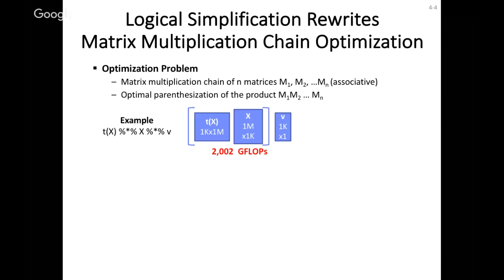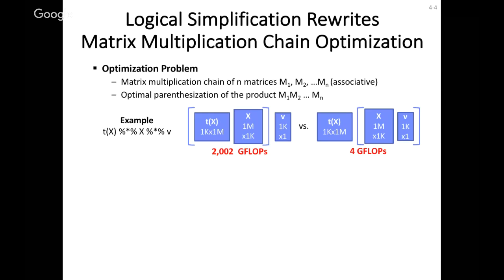So t(x) is the transposition of our feature matrix x. T is really just the R notion for transpose. Okay. Now, by setting the parentheses in a correct way, we see for this very small example, we reduce the number of floating point operations by more than three orders of magnitude.